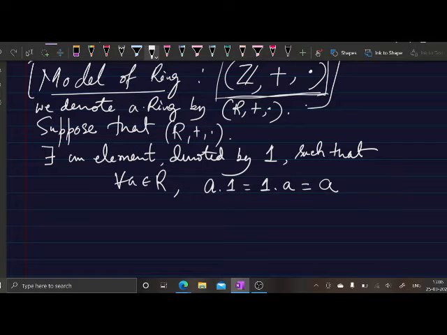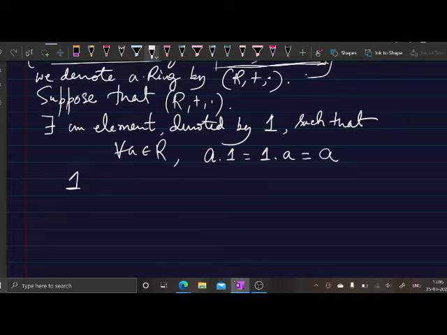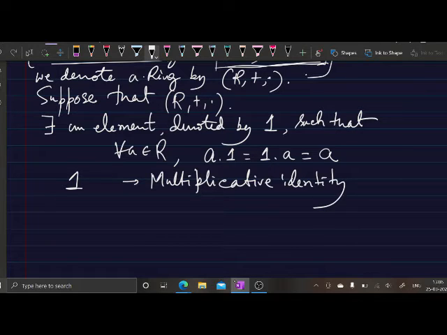Now in a ring, if you can find such an element, then this 1 is called the multiplicative identity, and this is called unity. This identity will be called unity in the ring. Sometimes it will be denoted by 1 or sometimes by 1_R if we put a trace on the ring. Whenever it is necessary you can put 1_R. So this is the multiplicative identity, and this is called the unity in R.